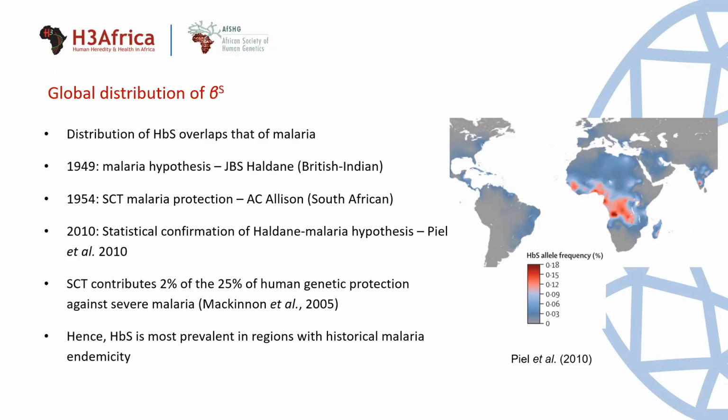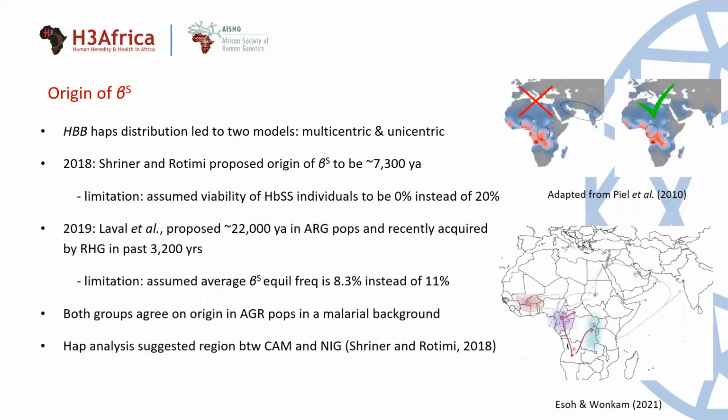Haldane's malaria hypothesis was confirmed by Anthony Allison in 1954, when he observed in Africa that the sickle cell trait conferred protection against severe Plasmodium falciparum malaria. Based on this wide distribution and specific haplotypes on its genetic background, the origin of the mutation was greatly contested. It was not until 2018 when doctors Daniel Shriner and Charles Rotimi confirmed the single African origin of the mutation.